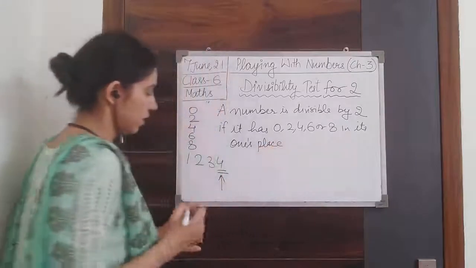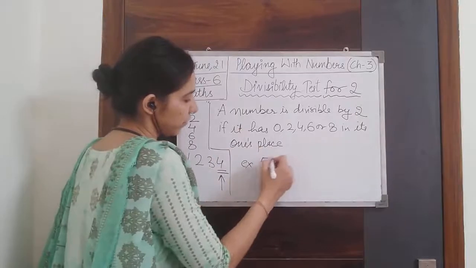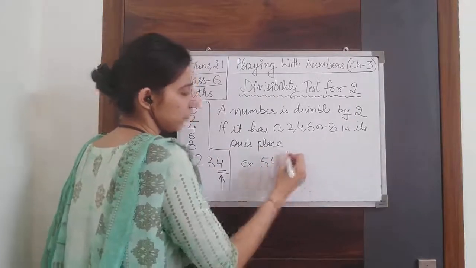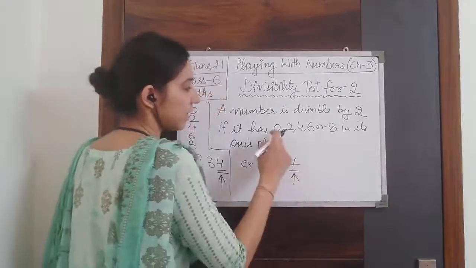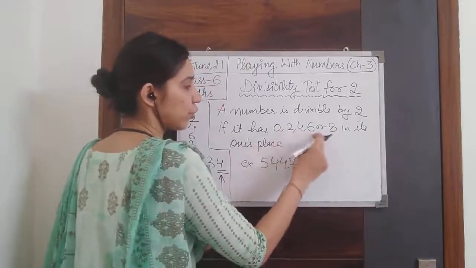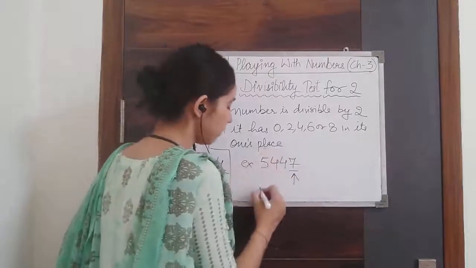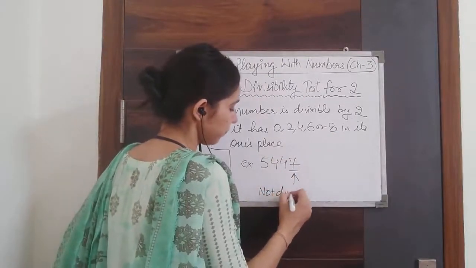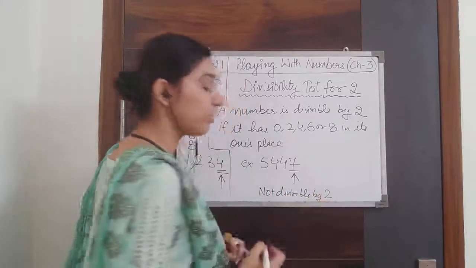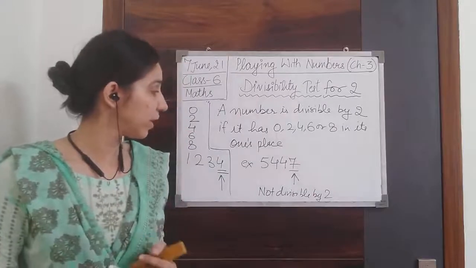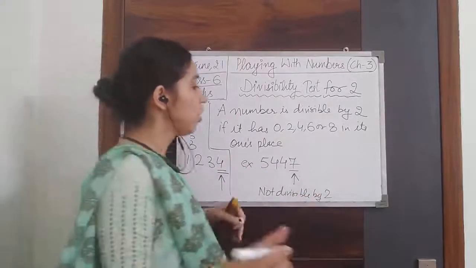Take another number, suppose 5447. What digit is in the ones place? 7. 7 is neither of these, none of 0, 2, 4, 6, 8. It means this number is not divisible by 2. You did not have to do the whole long division, and you can easily tell that this number is not divisible by 2.